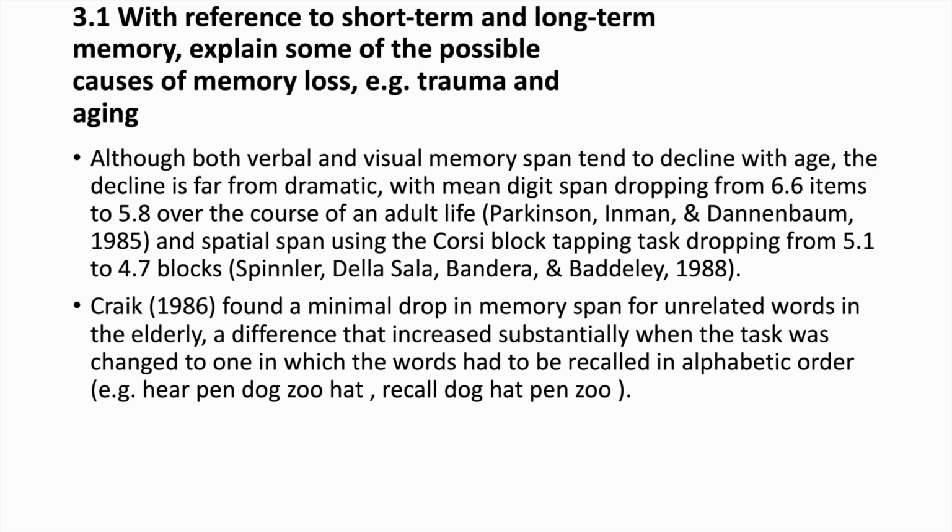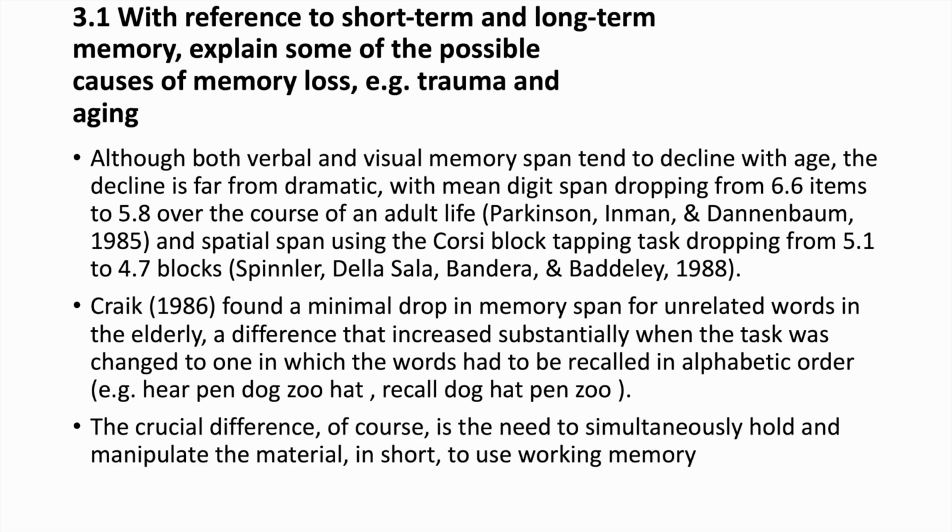Also, Crack found a minimal drop in memory span for unrelated words in the elderly, a difference that increased substantially when the task was changed to one in which the words had to be recalled in alphabetical order. So basically, if you had to process the words a little bit more, then that was dropping off the scores quite a lot. So if you heard pen, dog, zoo, hat, and you had to recall dog, hat, pen, zoo in alphabetical order, that would make a big difference to the elderly. And that is probably because you need to simultaneously hold and manipulate the material to use your working memory. So it seems that working memory declines as you get older. The actual processing that you have to do in your working memory declines as you get older.